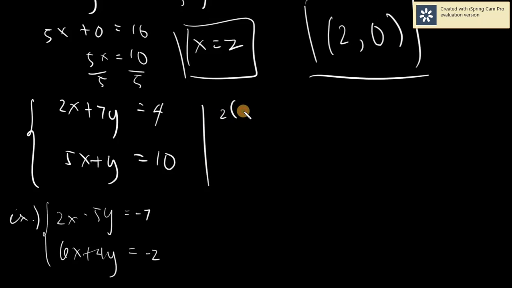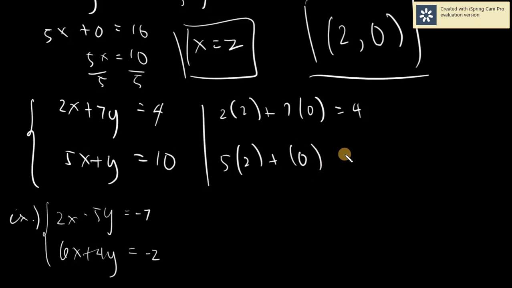So we'll have 2 times 2 plus 7 times y, where y is 0. Then we have 5 times 2 plus y, where y is 0, so we have 10 equals 10. This is correct because 5 times 2 is 10 plus 0 is 10. Good. 7 times 0 is of course 0, and 2 times 2 is 4. So this is also correct.